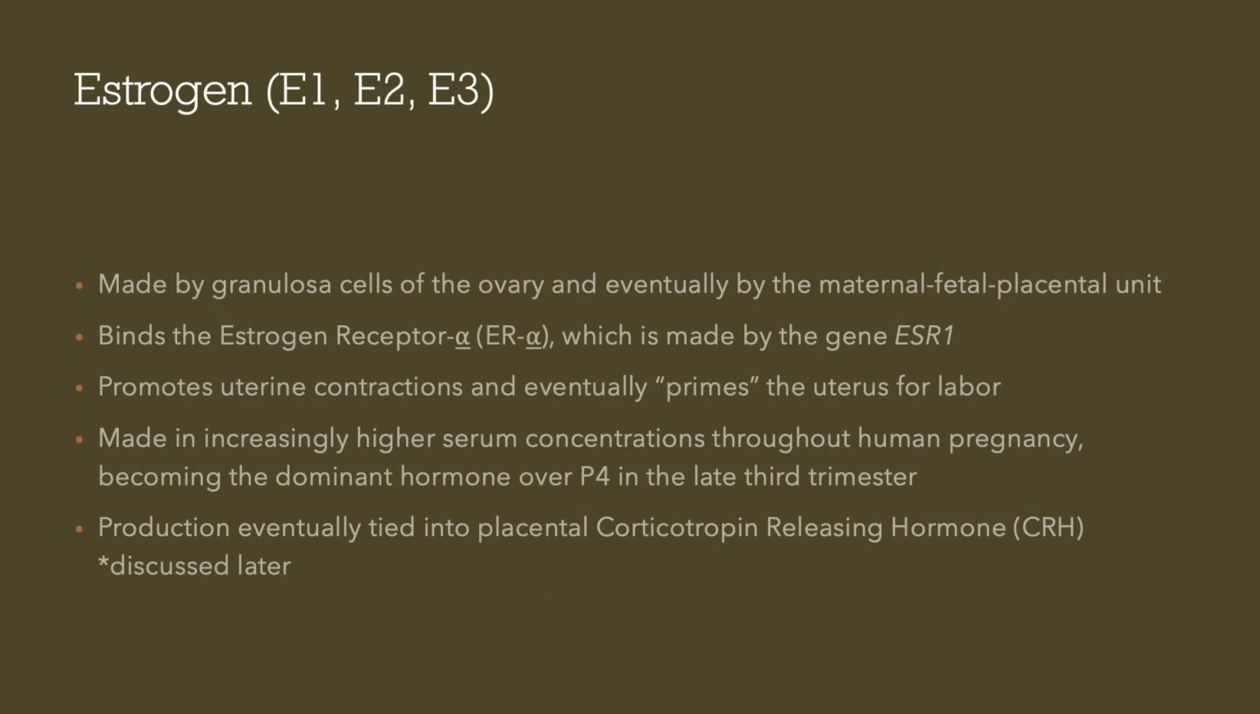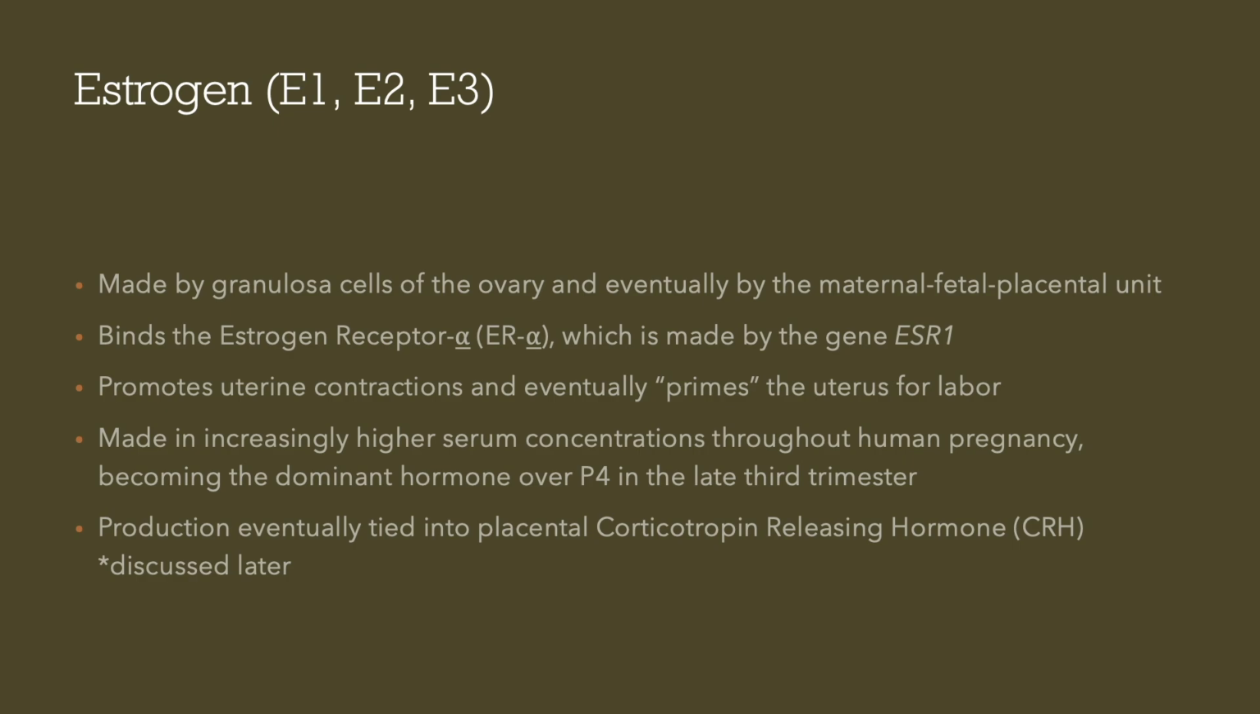Estrogens are the next important hormones to talk about here, and estrogens are E1, which is estrone, E2, estradiol, and E3, which is estriol. Estrogens are made by the granulosa cell of the ovary, so that's really estradiol for the most part, and eventually by the maternal fetal placental unit where all of these estrogens are made. Estrogens will bind the estrogen receptor alpha, ER alpha, and that protein is made by the gene ESR1. Estrogen promotes uterine contractions and eventually primes the uterus for labor, so it gets the uterus ready for labor. It's a uterotropin.